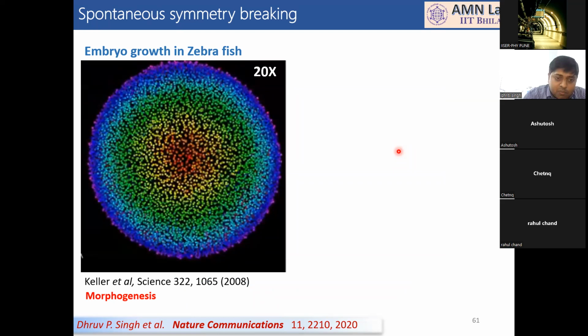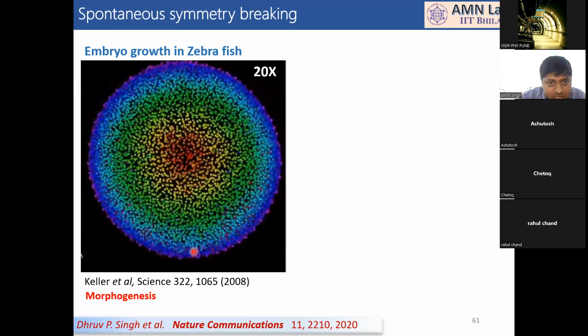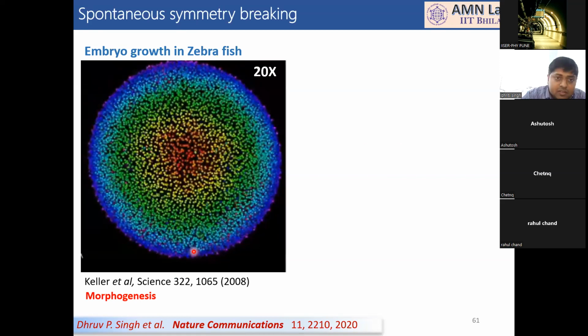We picked one of the problems. There's no perfect resemblance, so please don't try to make a strong connection, but this is just a motivation. Here you see a zebrafish embryo, and at the start of the embryo, all the cells are uniformly distributed. Then after a fraction of a second, in a very early stage, spontaneous symmetry breaking happens, and the cells set up a symmetric flow, and then they form this type of pattern.